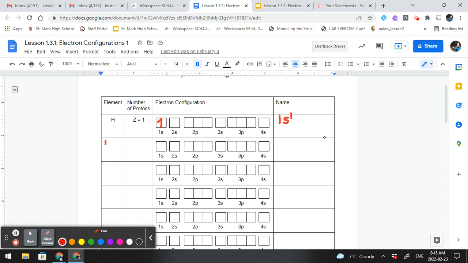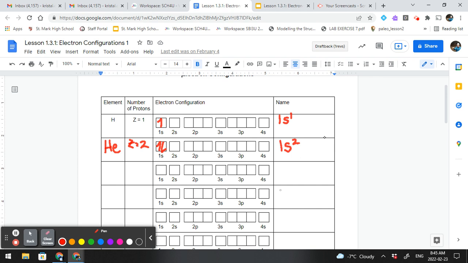The next element, take a look at your periodic table, it's helium. It's got two protons, so two electrons in its ground state. Now, I know I need to fill 1s before I move into 2s, but these two electrons can't be spinning in the same direction. They have to have opposite spin. So now I've got a full shell, 1s2.